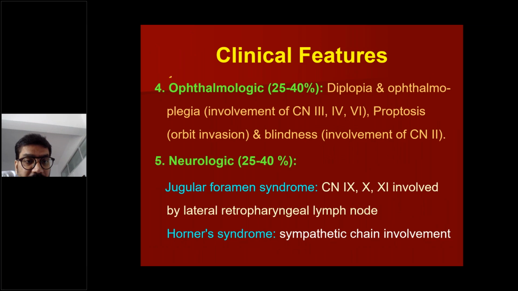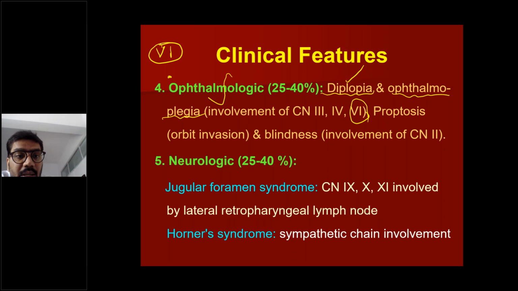And other clinical features, like ophthalmological, which are very important: diplopia, number one, and ophthalmoplegia. The commonest cranial nerve involved is the sixth cranial nerve. You should keep in mind that the sixth cranial nerve is the commonest involved, and it is also the cranial nerve having the longest intracranial course. False localizing signs are more common in this.